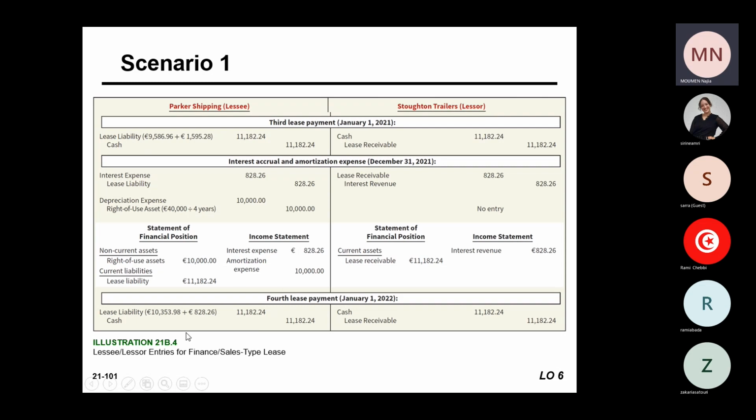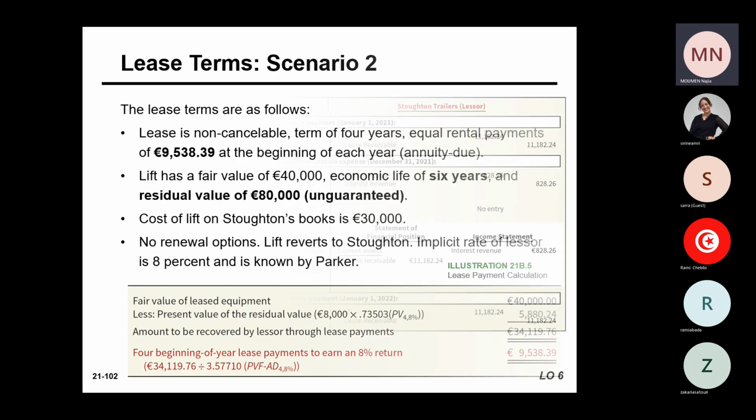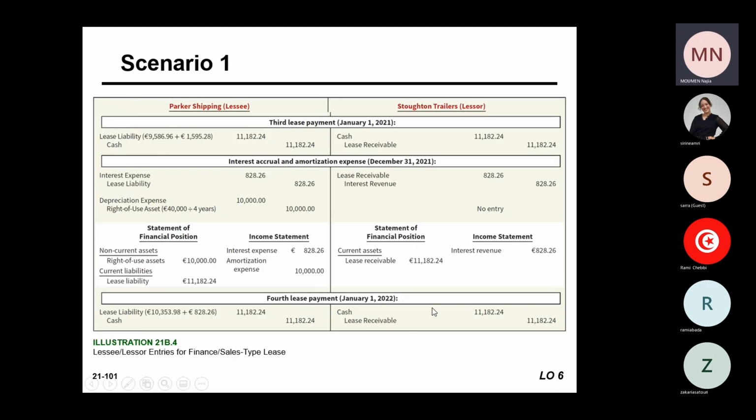For the fourth lease payment, that's the last year, we have the lease liability of 11,182. We credit cash, and again, the lessor debits cash and credits lease receivable. There is no special treatment for the residual value because it is said to be 0. There is also no additional interest expense, depreciation expense, or interest revenue, because it's already the last payment, so there is no other year to accrue interest or to recognize any depreciation expense.